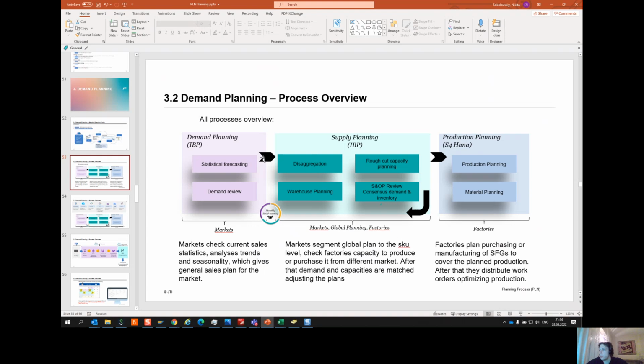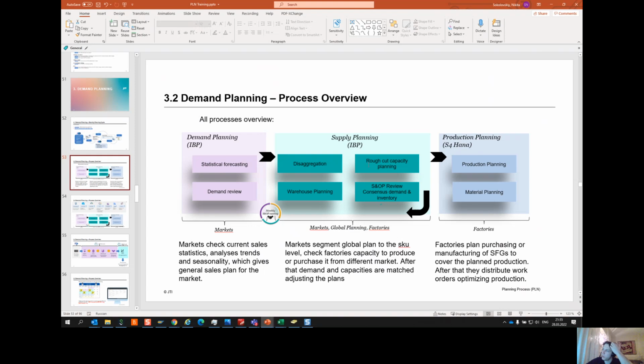Then supply planners take this disaggregated forecast coming from demand planning, and they take it as a prerequisite. Then they need to consider the warehouse, which means how much capacity do we have in our warehouses? Will we be able to store the required amount of finished goods? How much space do we have? And how much already produced goods do we have left on stock, which is very important.